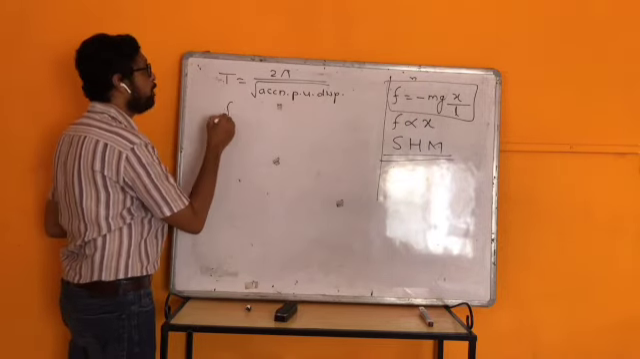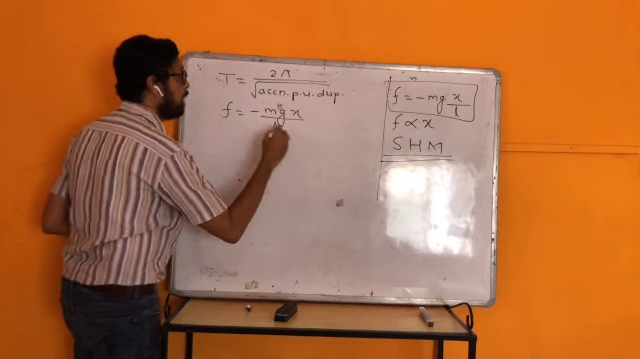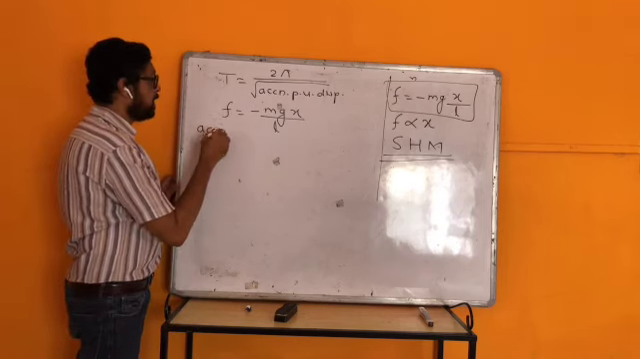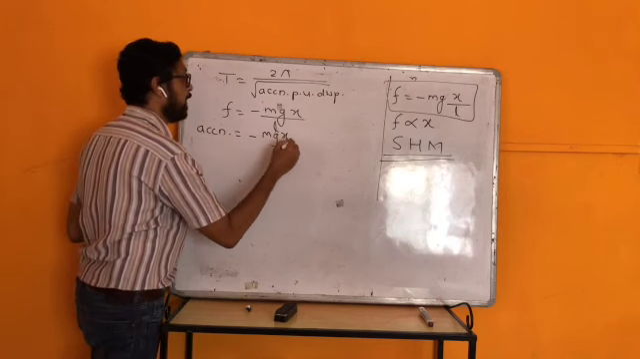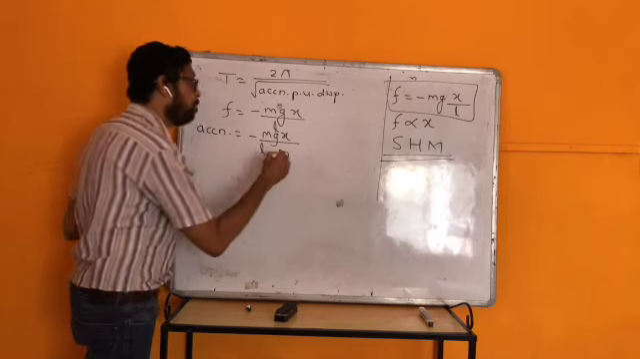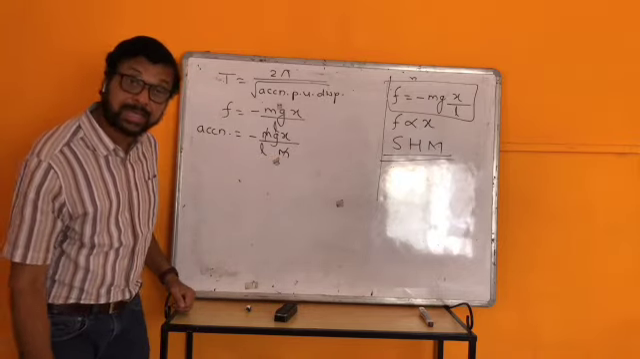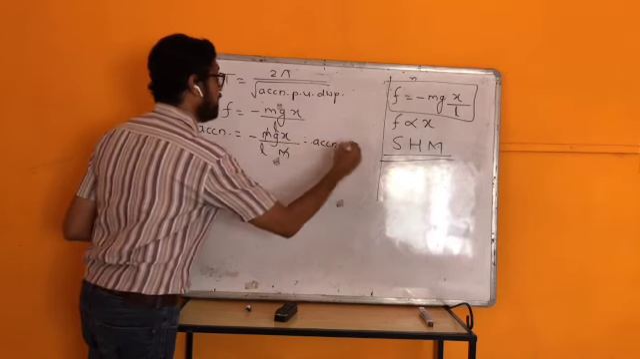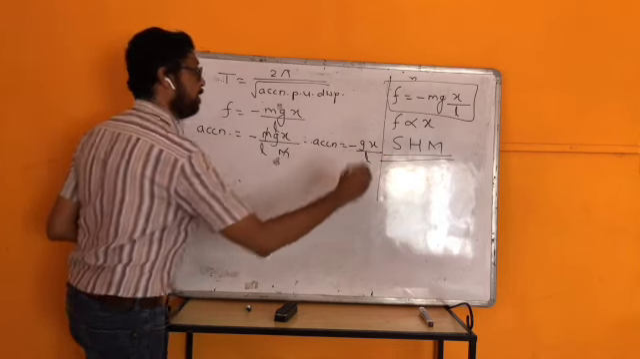What is that? F is equal to minus mgx by L. Right? So what will be acceleration? Acceleration will be minus mgx by L, meaning force upon mass. Acceleration is force upon mass, so this m gets cancelled. Therefore, acceleration is equal to minus gx by L.